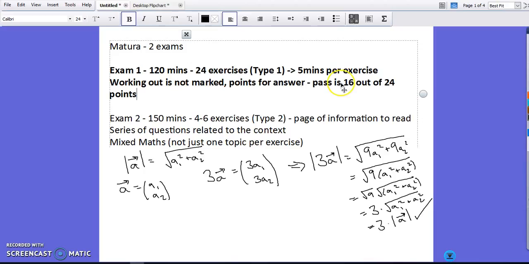If you don't get those 16 out of 24 points, then there are some special exercises in the second exam that can then count towards these 16 points that you need. So even if you only got 13 or 14 points, if you did fine on the type 2 ones, then you could still make up that mark in the first one. If you do get 16 out of 24 points, then the 2 exams are just marked separately.